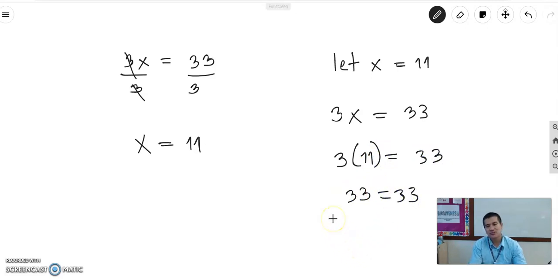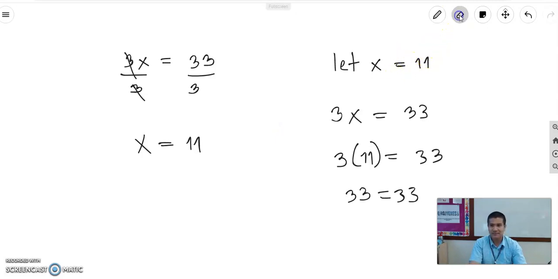When you multiply or divide, be sure that the number on the left side will make us 1. Always remember that you are not going to multiply by 0, because if you multiply by 0, there will be no solution for that equation.